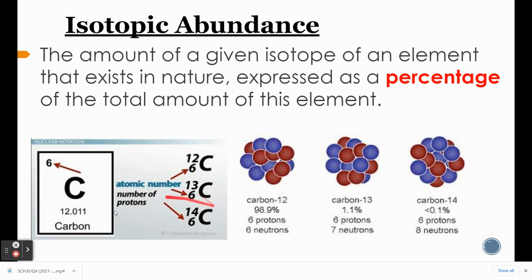Okay, so we take a weighted average, and that weighted average is basically related to the isotopic abundance, which is essentially how common a given isotope of an element is in nature, and we express it as a percentage. So the isotopic abundance of carbon 12 is 98.9%, carbon 13 is 1.1%, and carbon 14, well, less than 0.1%, because as we saw in the previous slide, it's very unstable.